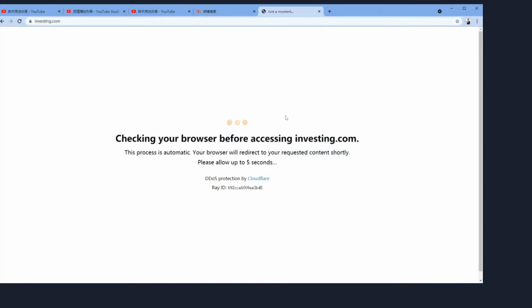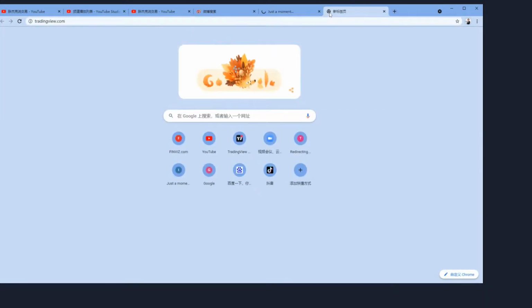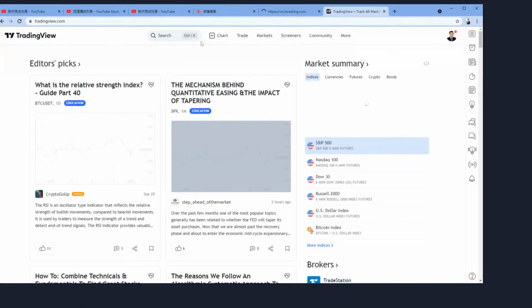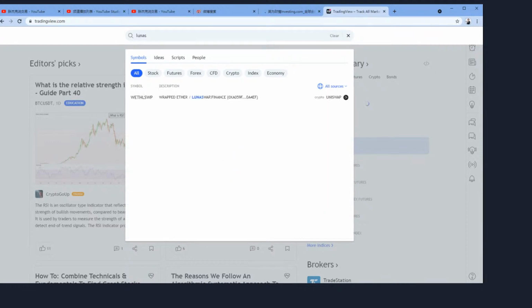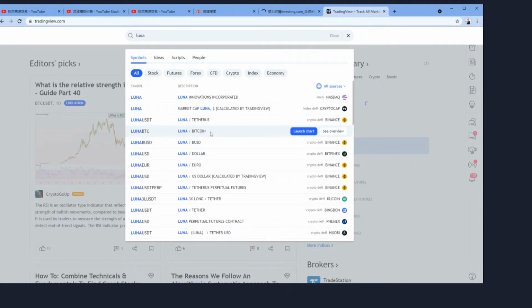Investing.com. Same thing happens to TradingView. Okay, good. There we go. Luna. Sure. Luna USDT launch chart.